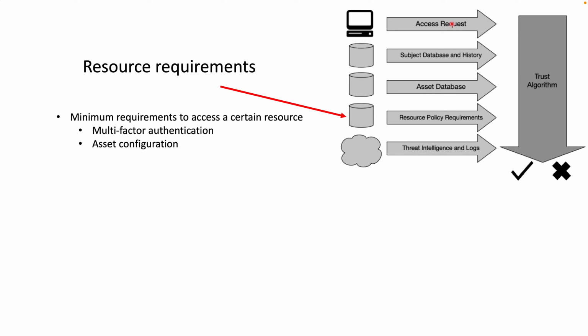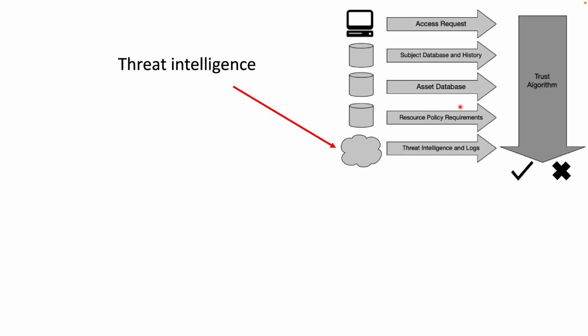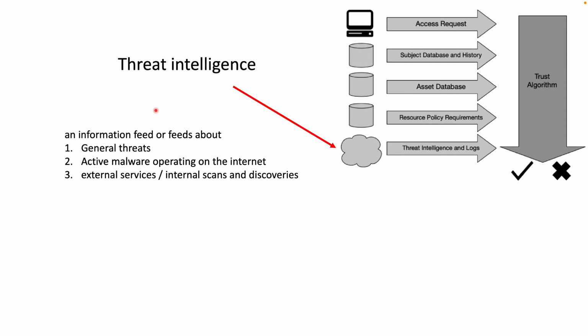Those inputs are the information, and this one is the specific rules for them. The last one, threat intelligence. Threat intelligence is an information feed about general threats and active malware operating on the internet. Threat intelligence could be an external service or internal scan discoveries. Basically, any information that could help the trust algorithm detect attacks should be provided as threat intelligence.